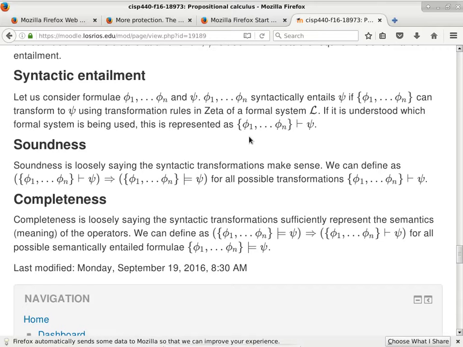And then we have one last one, which is zeta, to describe all the transformations. Is that okay?